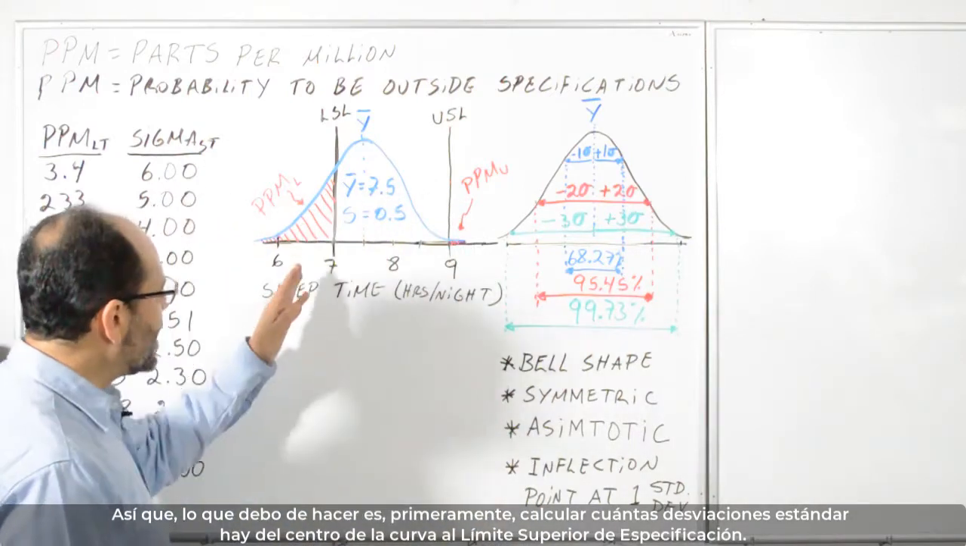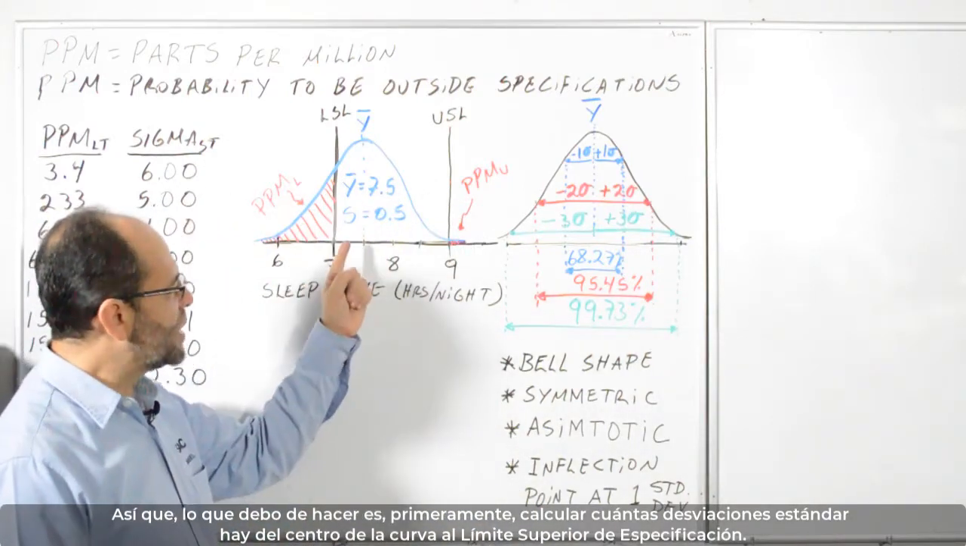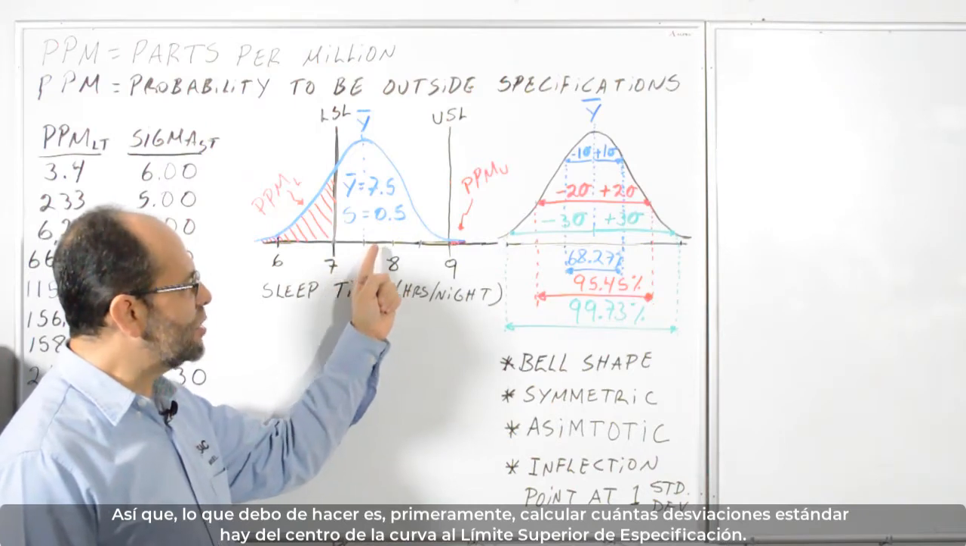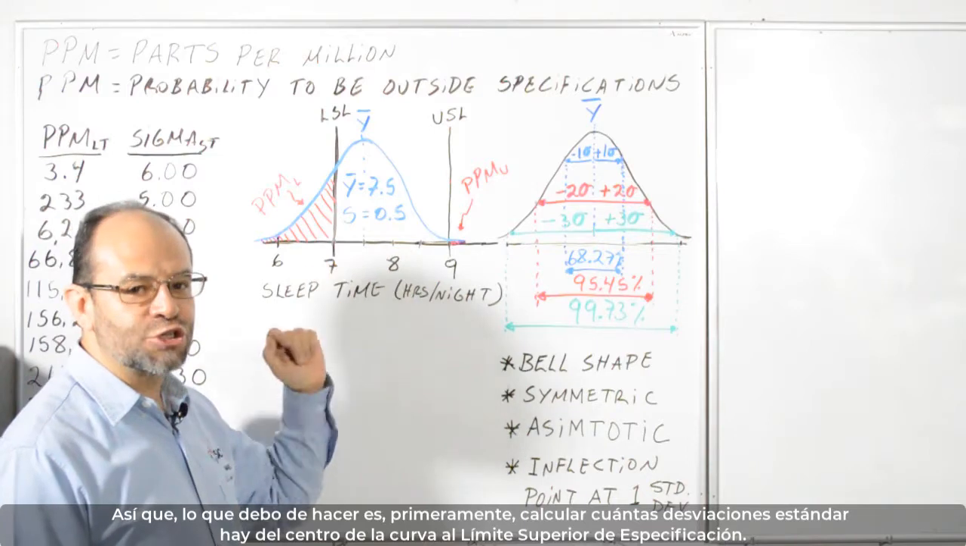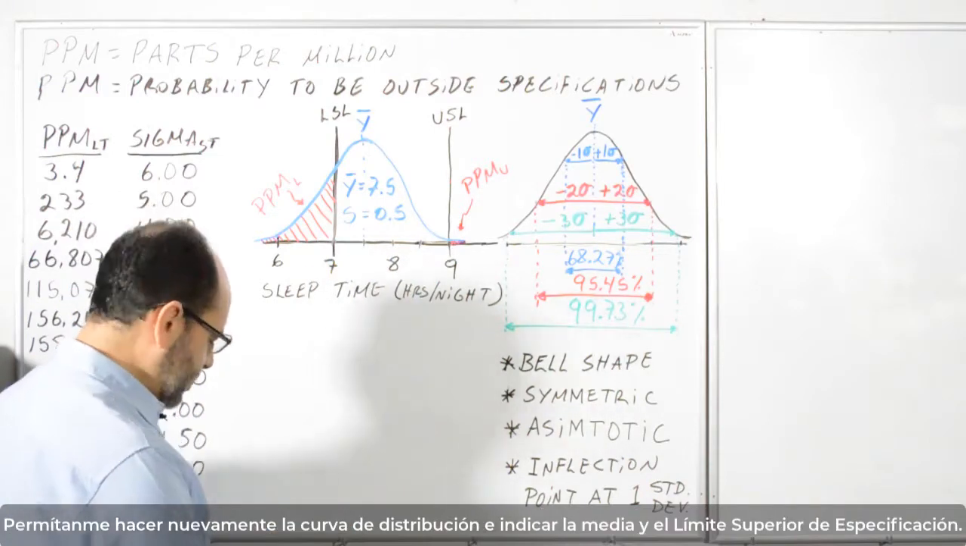So, well, all what I have to do is basically first calculate from the center to the upper specification limit how many standard deviations I'm having. So, well, let me do that here.